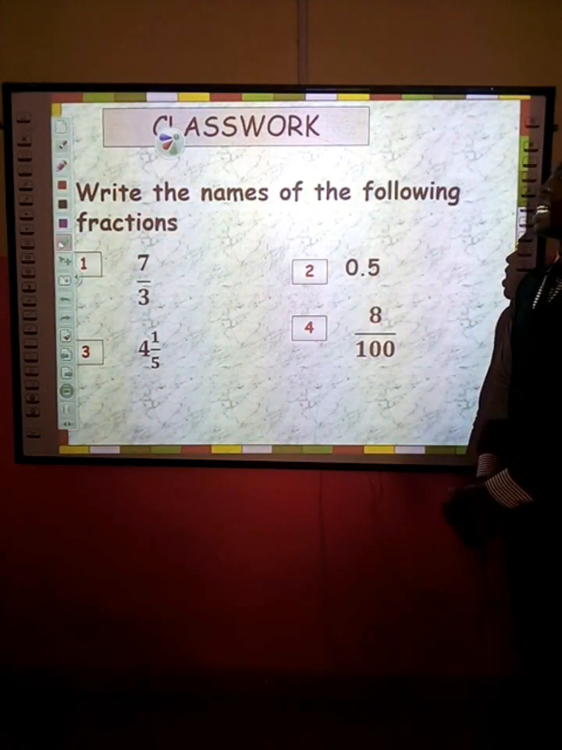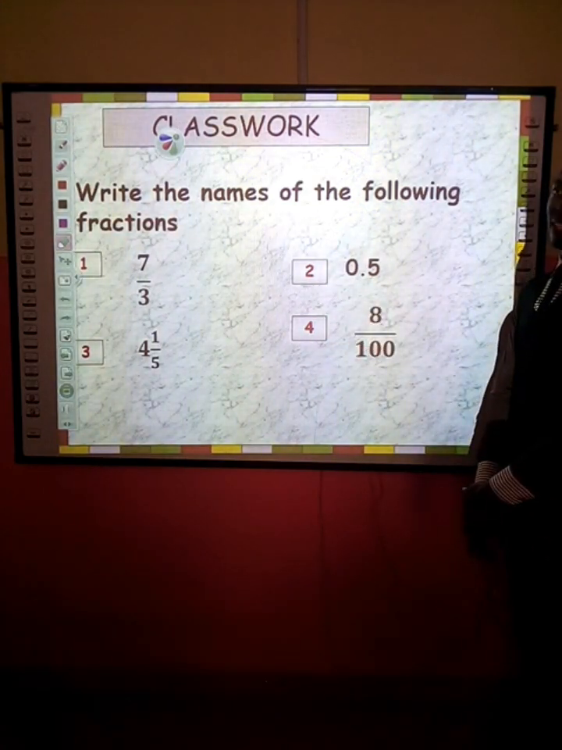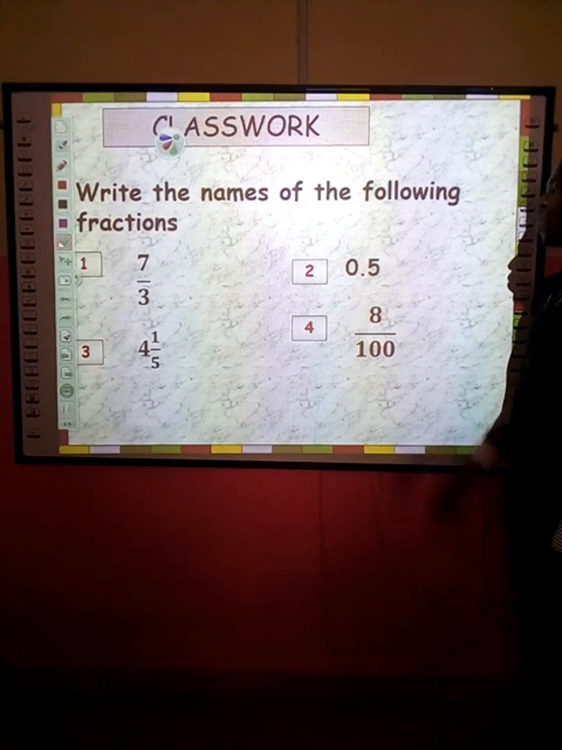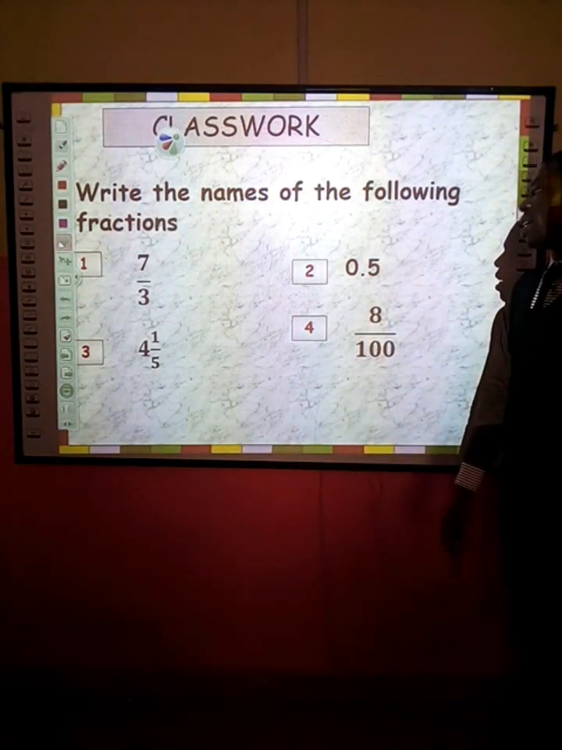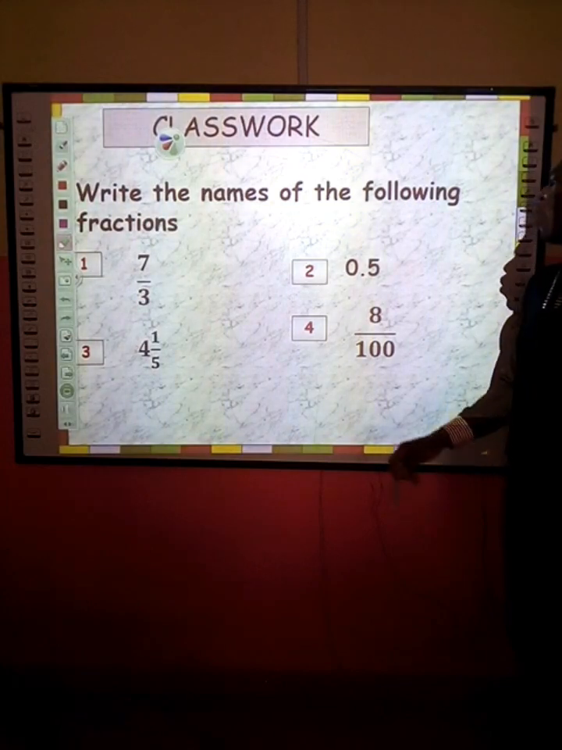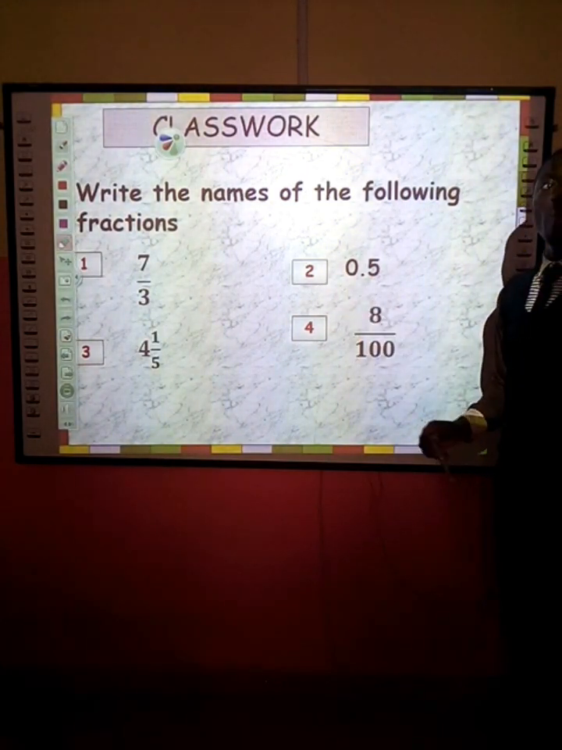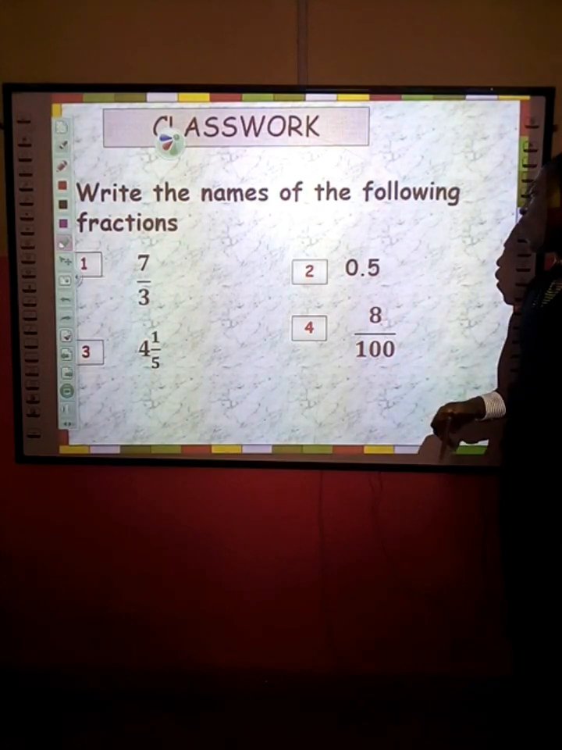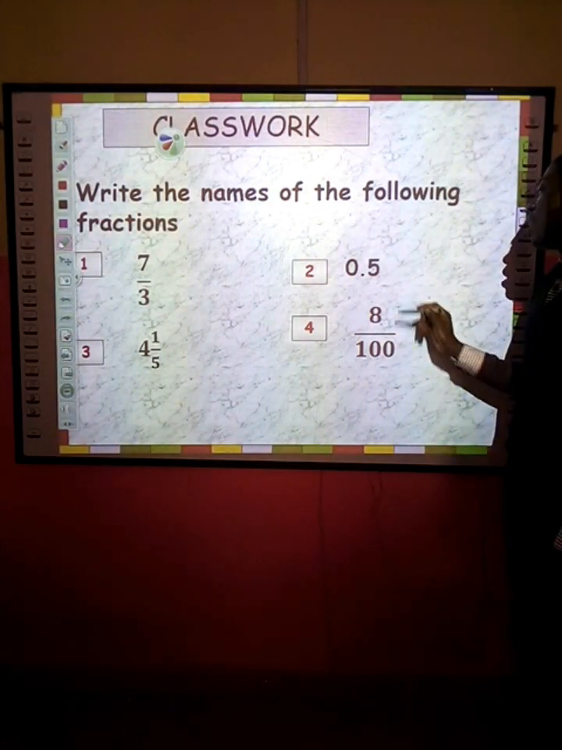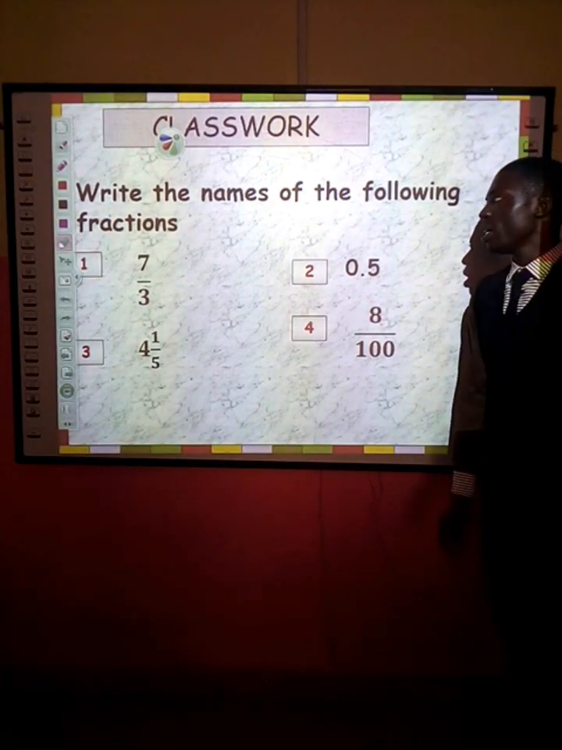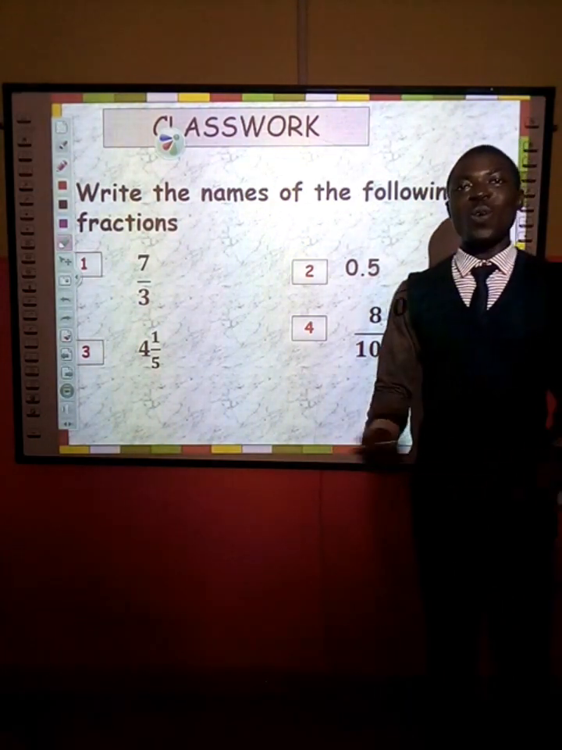Number 1, write the name of 7/3. Number 2, write the name of this kind of fraction, 0.5. Number 3, write the name of this fraction, the fraction over there, 4 whole number 1/5. Tell me the names. And then number 4, tell me the name of 8 whole number 8/100.